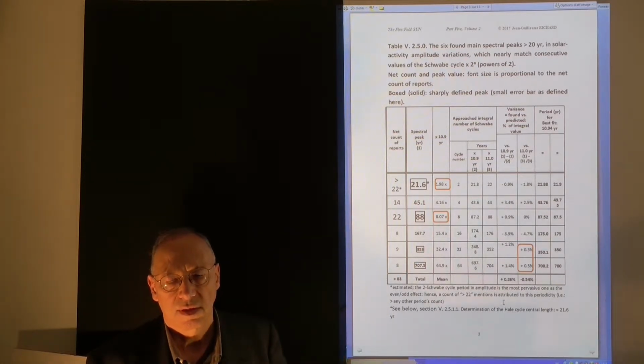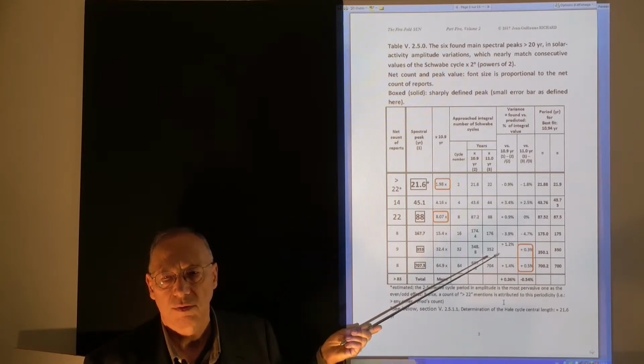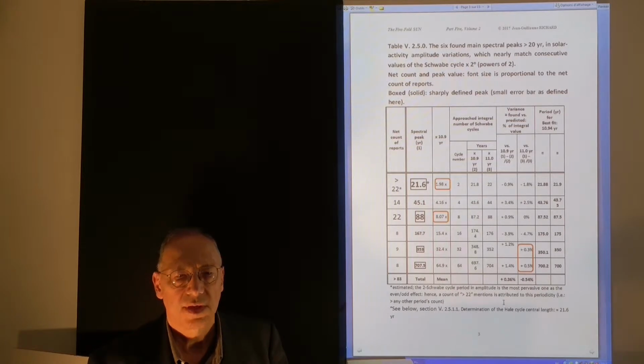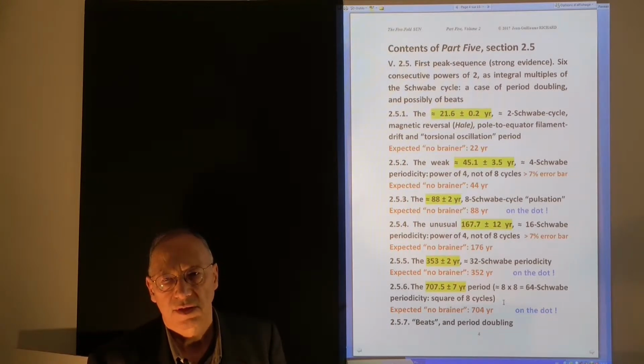But what is more surprising and interesting is that the 2 longest detected periods in this sequence are also extremely sharply defined. You see plus or minus only less than 1% versus the theoretical value defined by a multiple of the Schwabe length, which is a power of 2. These are the contents of this chapter, chapter 5 in section 2.